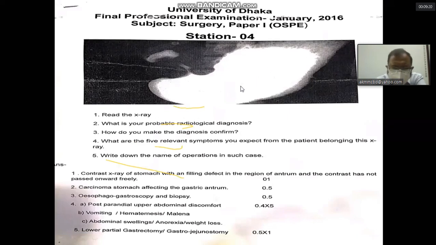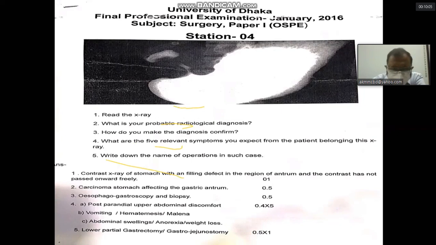The next question is, how do you confirm the diagnosis? What do you have to do for confirmation of diagnosis? Biopsy. Not only biopsy, you have to say upper GI endoscopy or esophagogastroscopy and biopsy. You have to say the procedure and the performance you have done. The procedure is upper GI endoscopy or esophagogastroscopy, and you have done biopsy. So you have to write both of these.